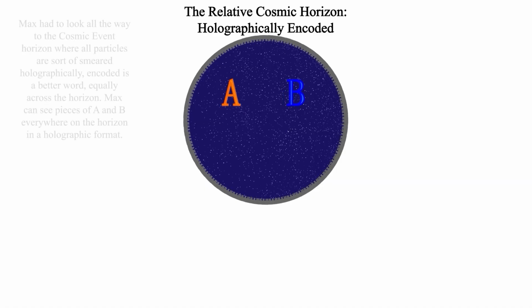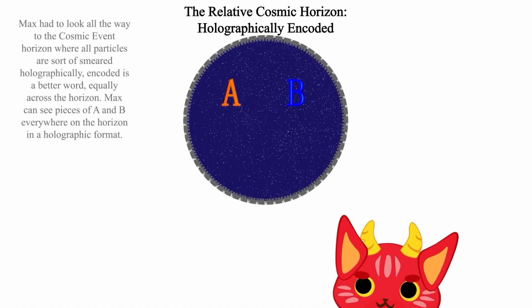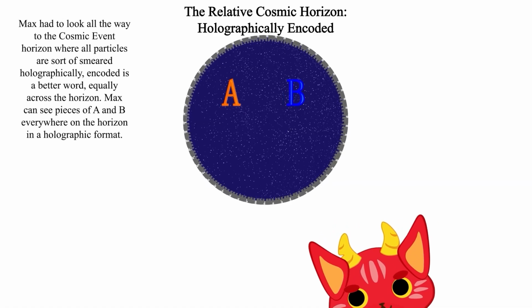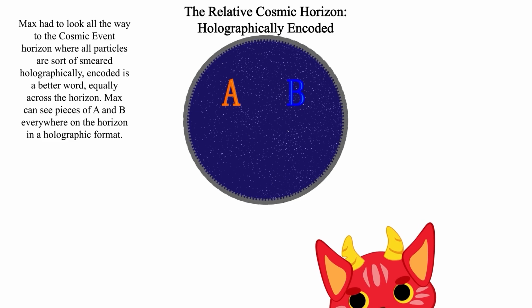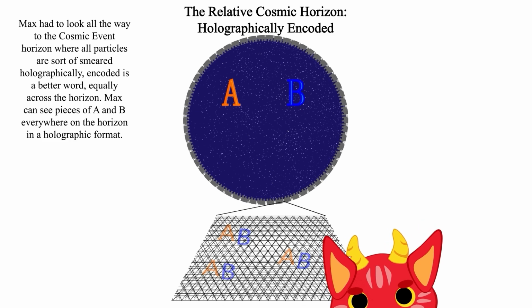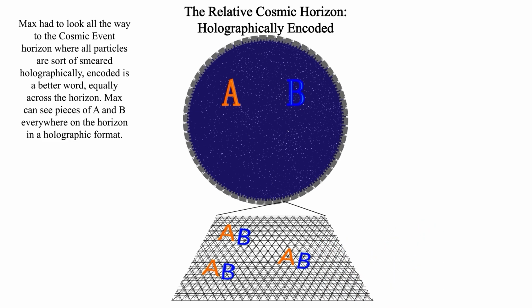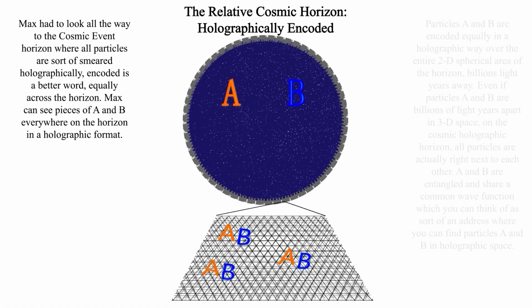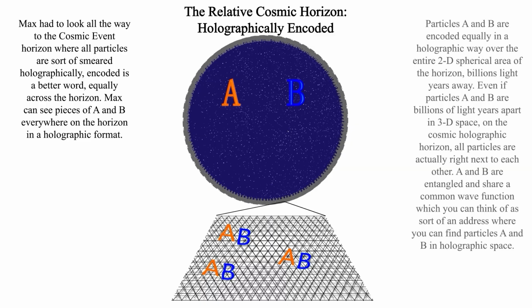Max had to look all the way to the cosmic event horizon, where all particles are sort of smeared holographically, encoded is a better word, equally across the entire horizon. Max can see pieces of A and B everywhere on the horizon in a holographic format. Particles A and B are encoded equally in a holographic way over the entire 2D spherical area of the horizon, billions of light years away.